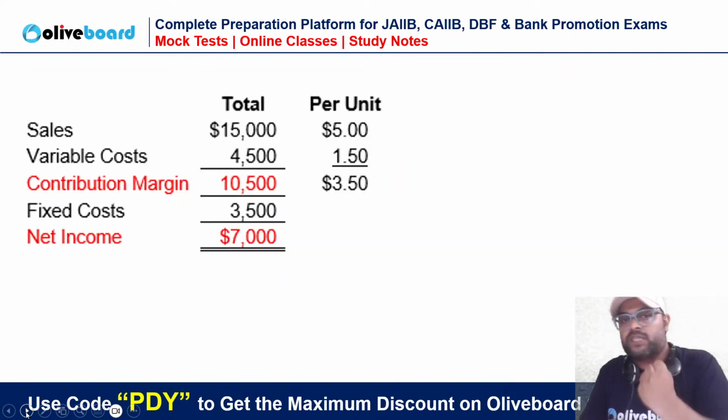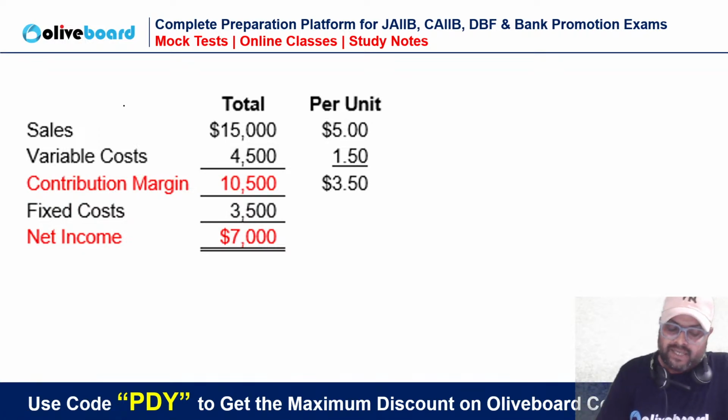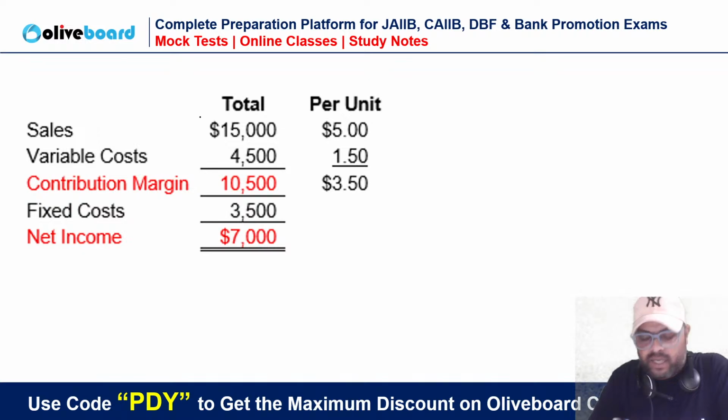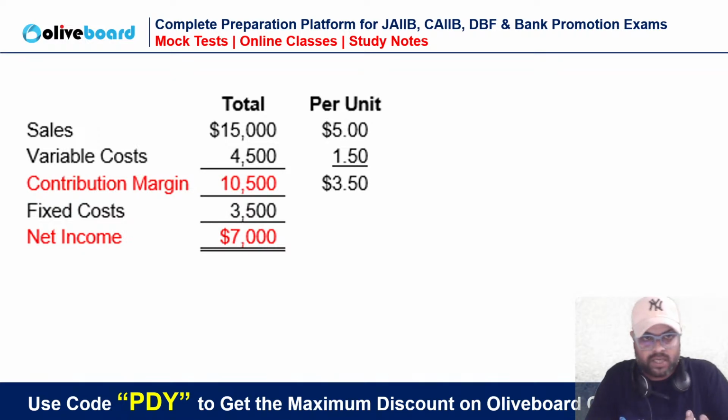Then the calculation part. If you want to understand the calculation, let's have an example. Sales, for example, of a particular commodity is 15,000 rupees, and the variable cost, the cost which is incurred in the production process, the cost of producing a particular product, is 4,500 rupees. That brings us to a contribution of the organization, that is 10,500 rupees.